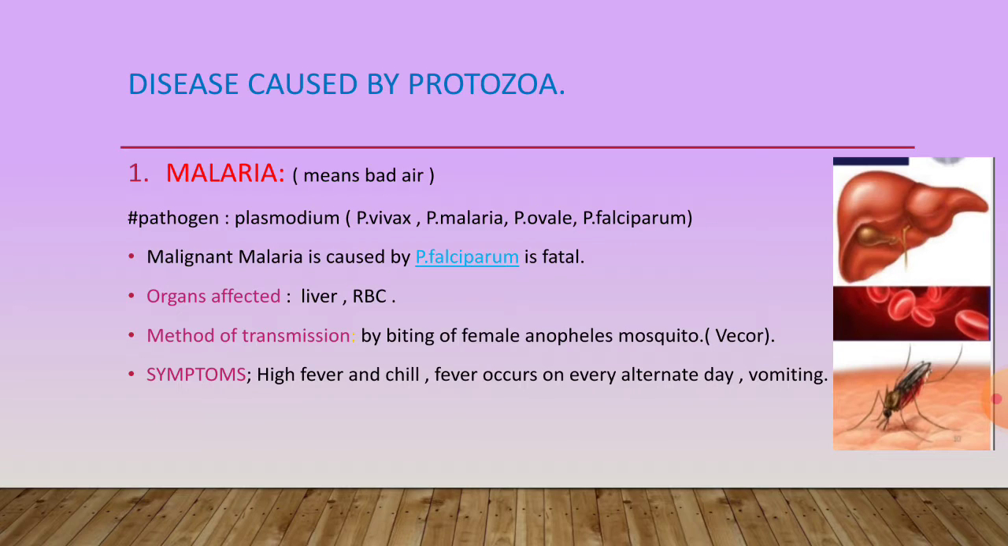Organs affected by malaria are the liver and RBCs. The method of transmission of malaria is by the bite of the female Anopheles mosquito. Symptoms of malaria are high fever and chills. Fever occurs on every alternate day, and vomiting also occurs in malaria.